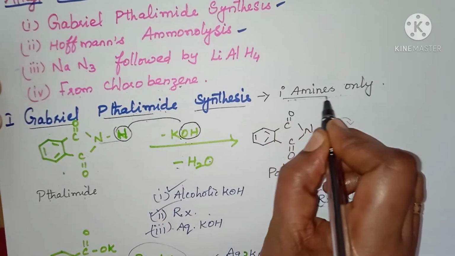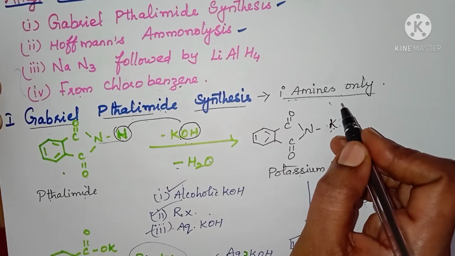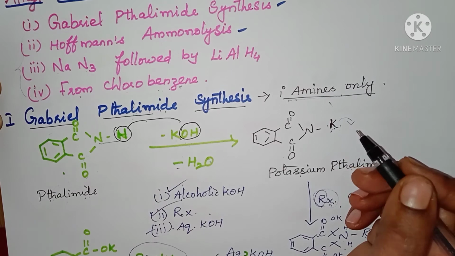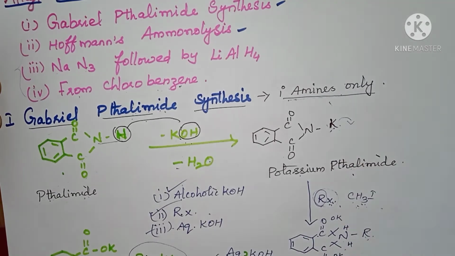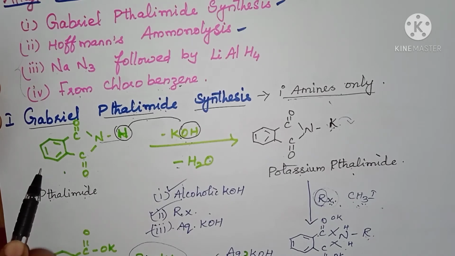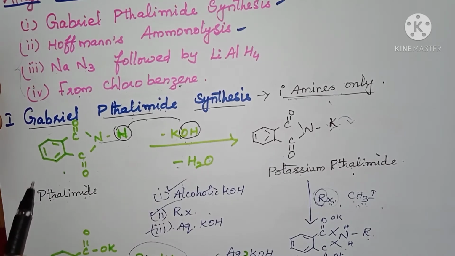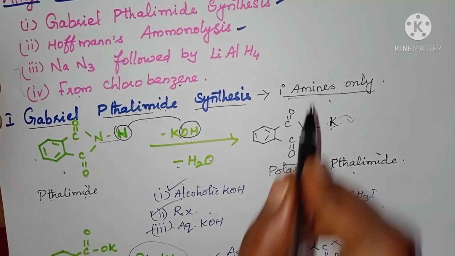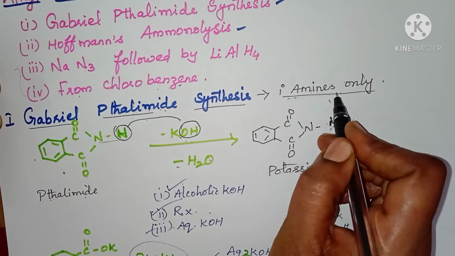You can get only primary amines. You cannot get secondary or tertiary amines or amines with a higher number of carbons, even though you are using Thalimide. Even if you are using an aromatic amide compound, you can get only the primary amine as the product.